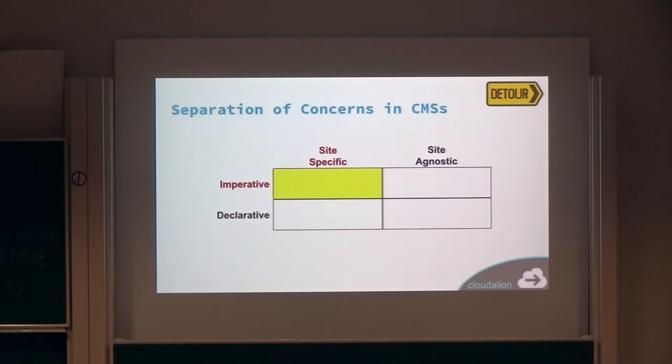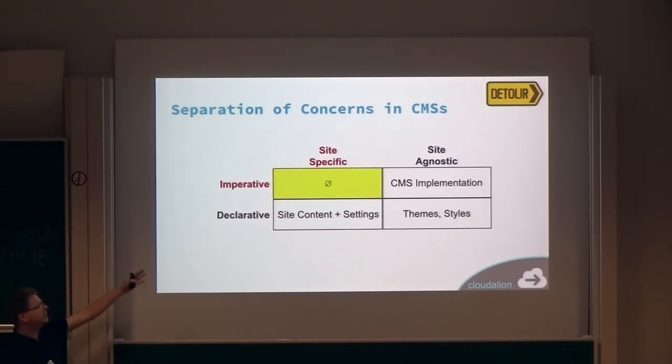If we look at content management systems and how the code assets for a particular site are created over some CMS, you'll see something very similar to what we want. The CMS implementation itself is imperative. For example, all the examples that I gave on the previous slide are written in PHP, which is an imperative language. But they're site agnostic. They're not made for our site. They know nothing about our site. They can be massively reused. There are things like themes and styles, which are both declarative and site agnostic. Again, not very important for this discussion. The site itself, the content of the site, and settings, like who is allowed to do what on this site, are all declarative and site-specific. And again, the yellow box is empty.